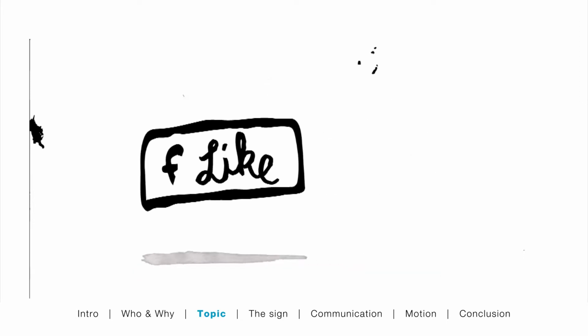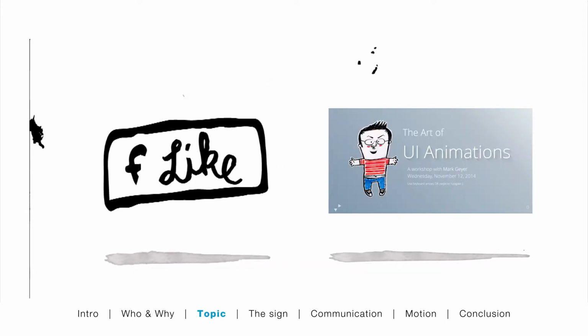We will be looking at Facebook's like button and Mark Geyer's The Art of UI Animations, which will help illustrate how powerful similarity is in interactive semiotic signs. Facebook's like button shows us how influential the design of a single interactive sign can be in shaping human behavior and society through its similarity to physical realm communication. Additionally, it shows us, along with Geyer's presentation, how the motion of interactive signs in digital environments create meaning because of their similarity to physical realm experiences.